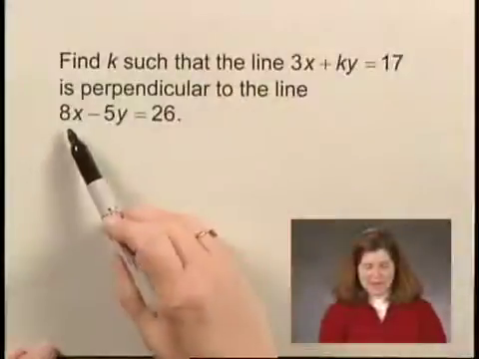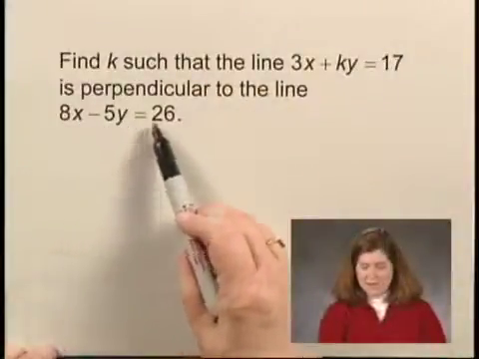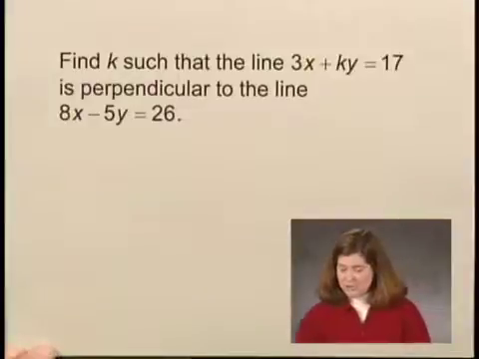In this exercise, we're asked to find the value of k such that the line 3x plus ky equals 17 is perpendicular to the line 8x minus 5y equals 26.